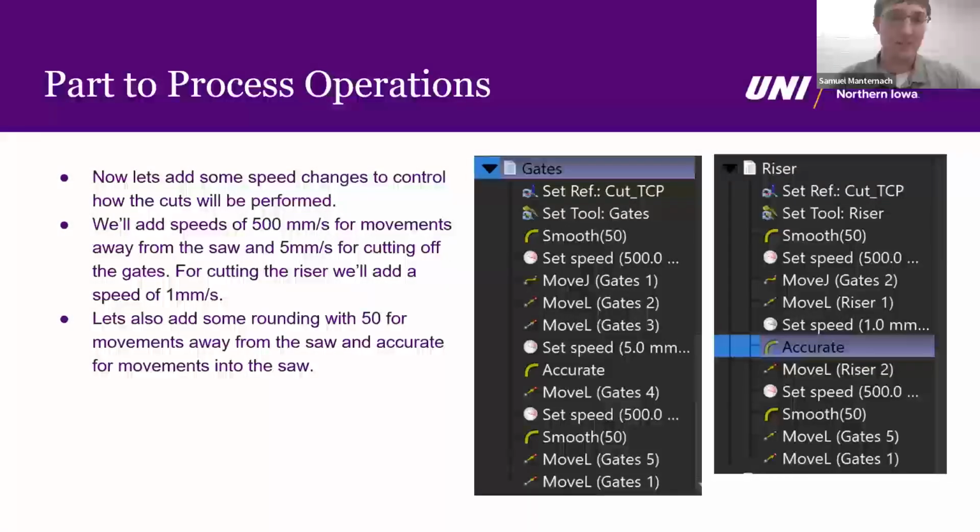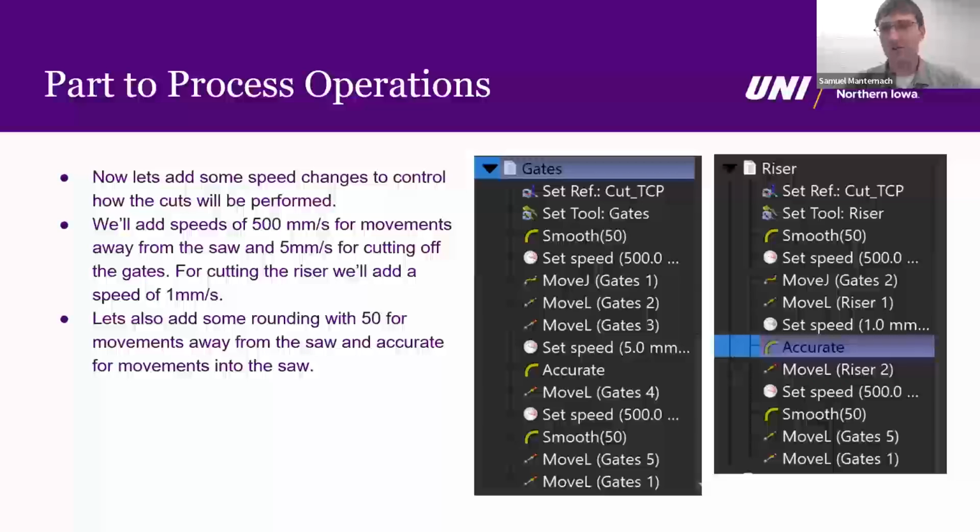So in this case, we're going to create a couple of speed and rounding changes into our gates and riser program. We can start out with the gates program. Since those are very thin sections, we can move a little faster. So what you may want to do is simply copy and paste the smooth and set speed programs. If you still have those old programs up, you can just copy and paste those in and change the settings that way.